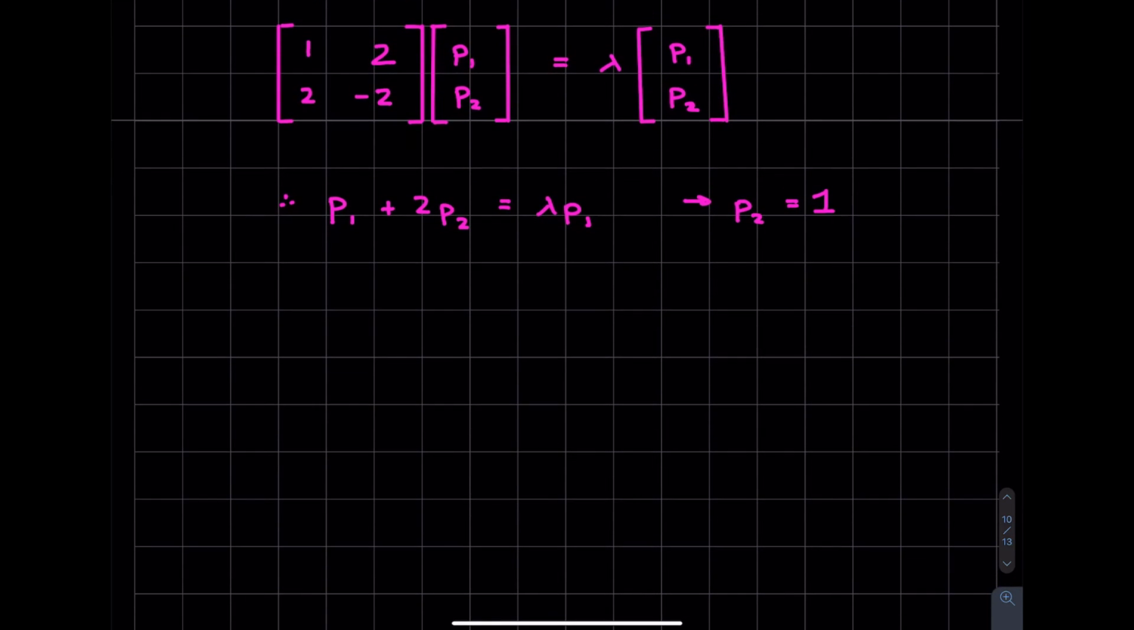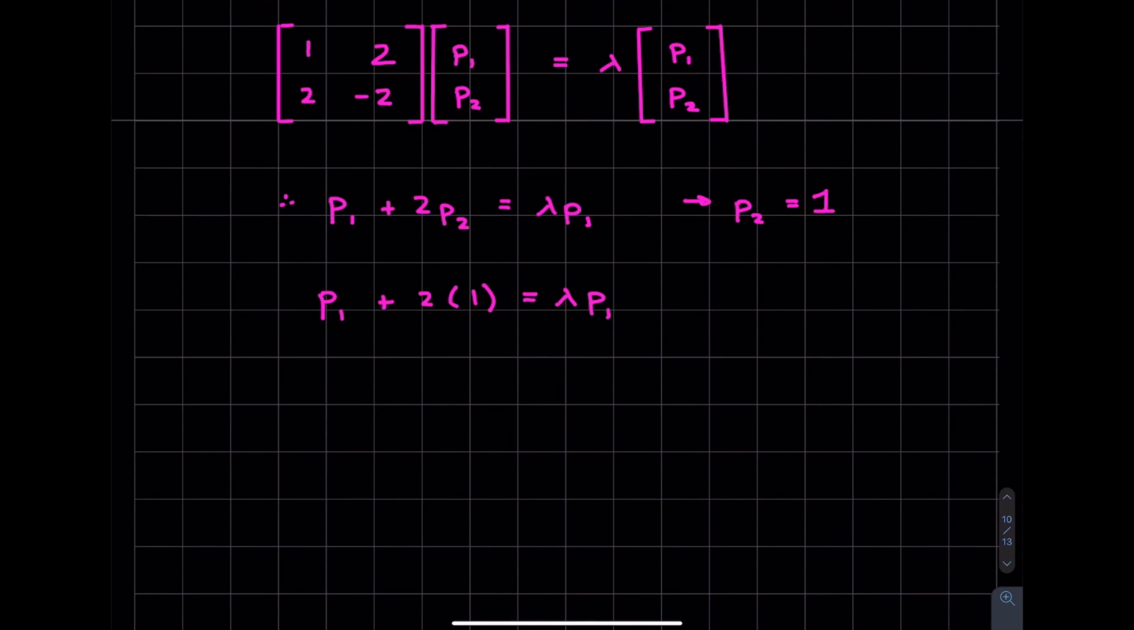But what I can do is I say P2 is equal to 1. Therefore, P1 is equal to, oh, sorry. Erase this. Oh, I clicked the wrong button and made a mess. All right, so P1 plus 2 times P2, which we're just saying is 1, is equal to lambda P1. All right. Looking good so far.